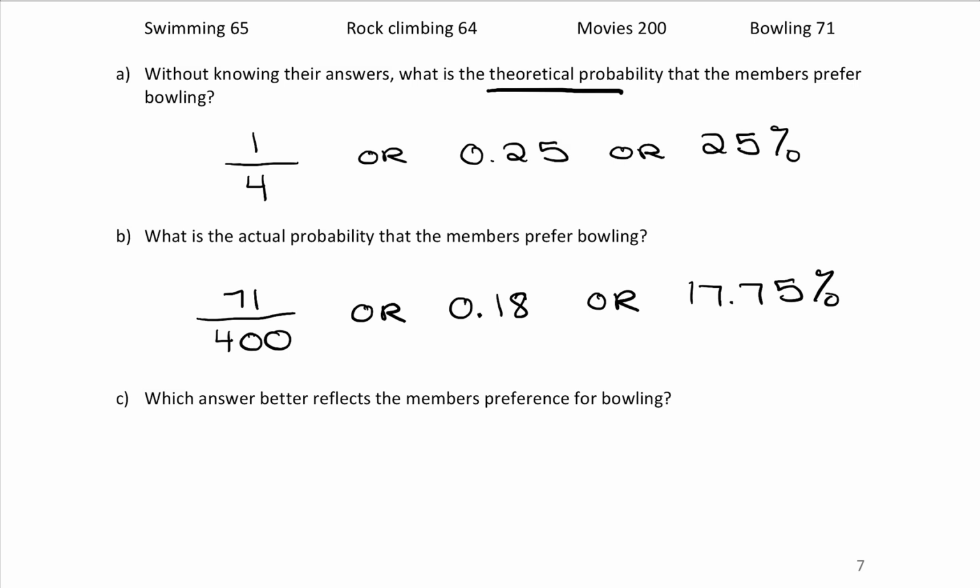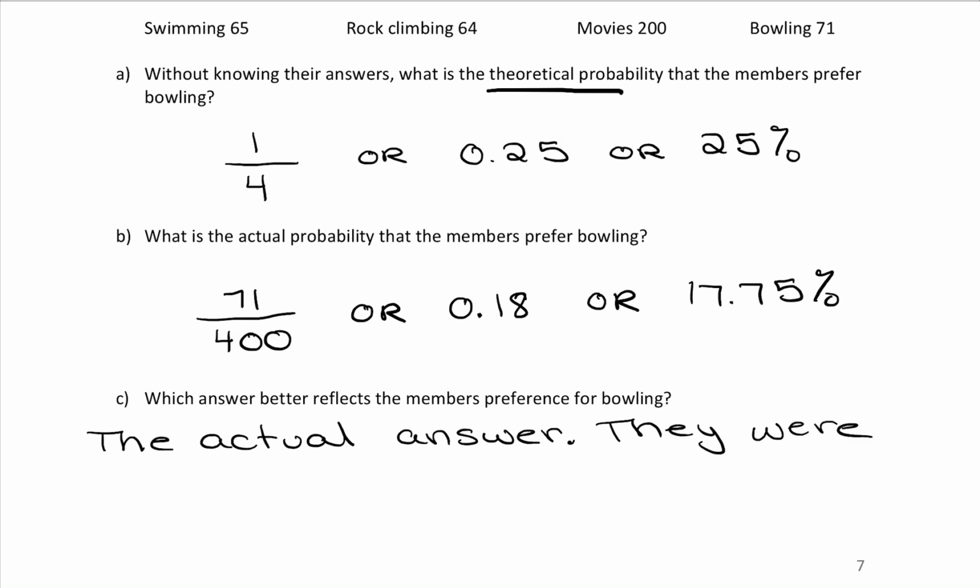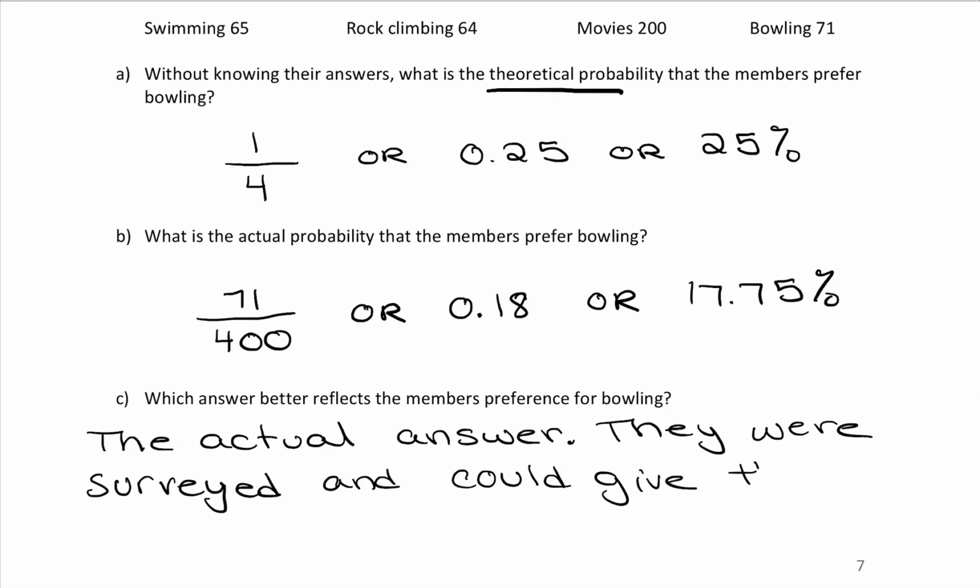Which answer best reflects the member's preference for bowling? That would be B, the actual answer. They were surveyed and could give an actual opinion. So it's based on their opinion.